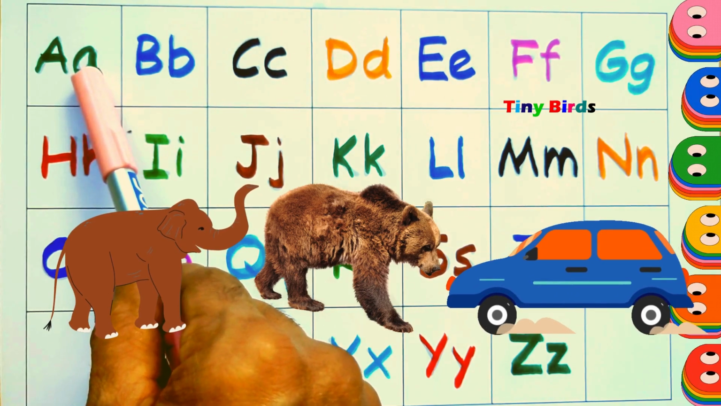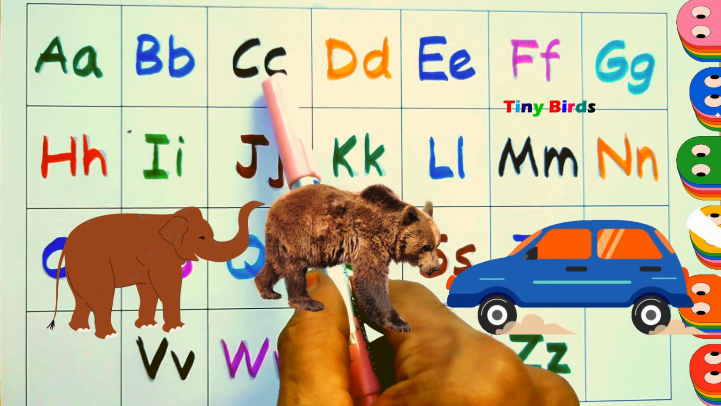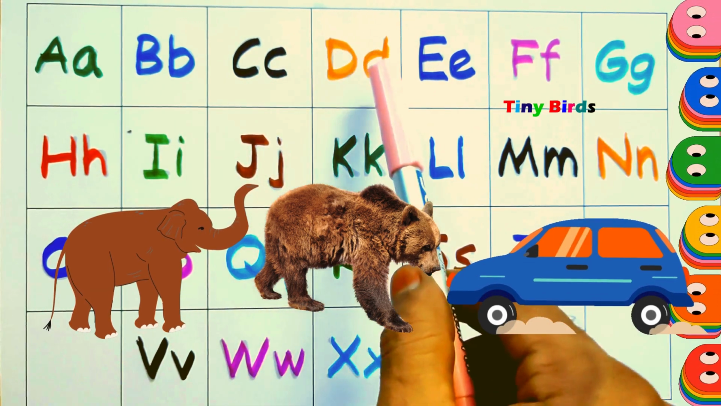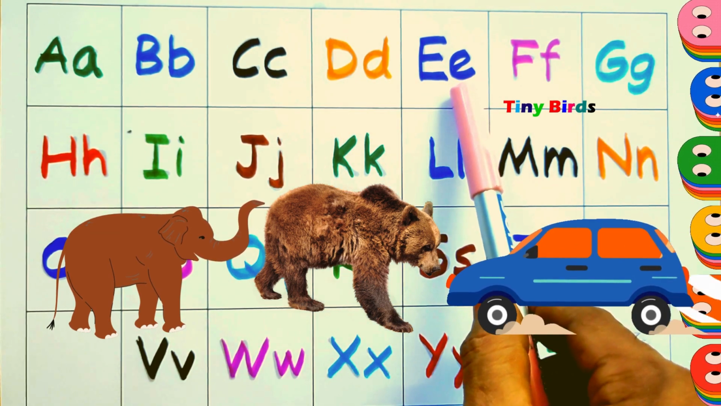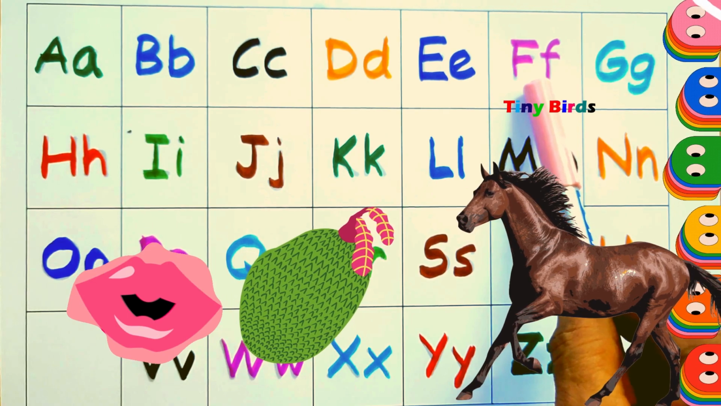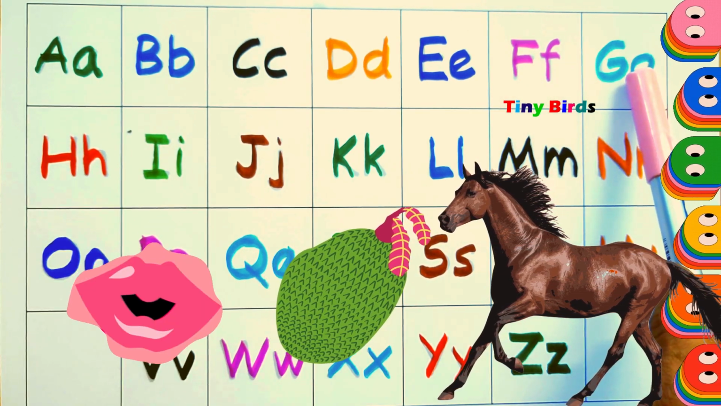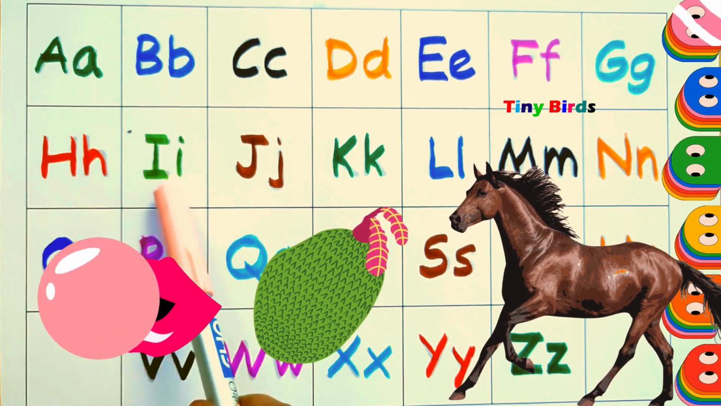A for anteater. B for bear. C for car. D for dolphin. E for elephant. F for football. G for gum. H for horse.